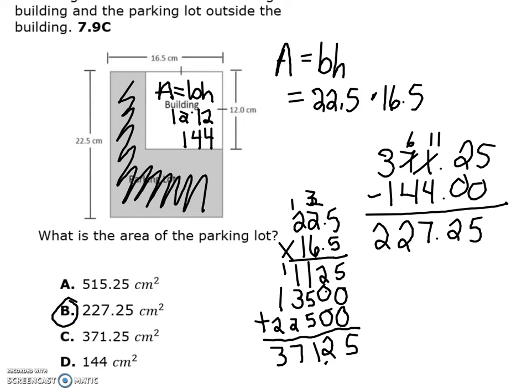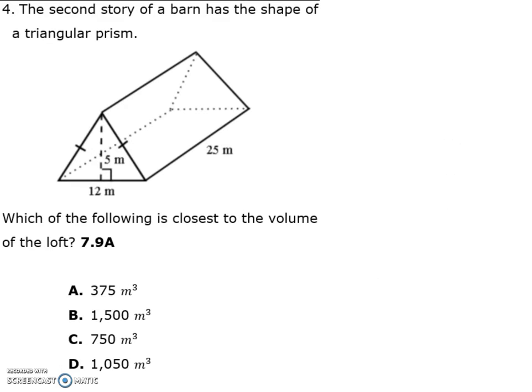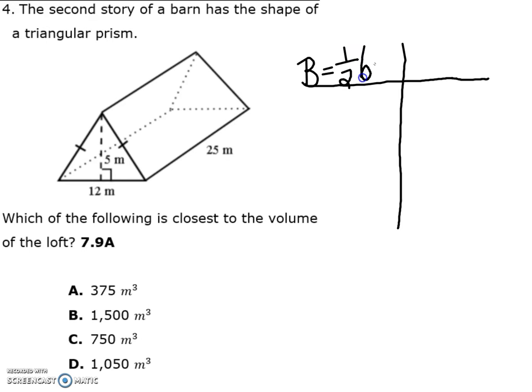Okay, let's go to question number 4. The second story of a barn has the shape of a triangular prism. Which of the following is the closest to the volume of the loft? Well, if you remember, we have our T-chart. In our T-chart, we have the area of the base. The base is a triangle. So the area is 1/2 base times height. This is a prism, so its volume equals the area of the base times the height of the prism.